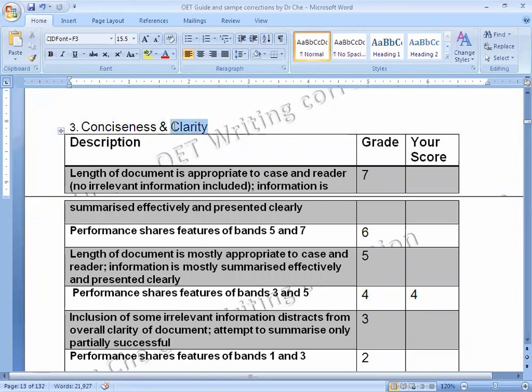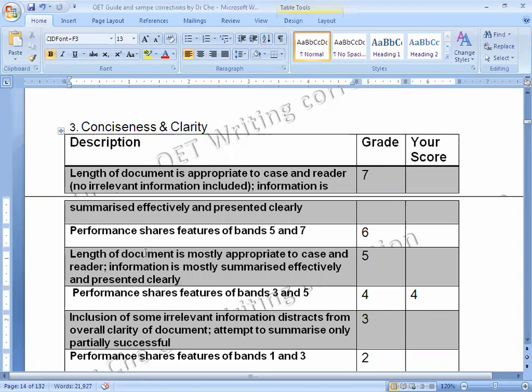Especially clarity is for nurses. Your letters are very difficult to organize. You should explain and you should organize your letter well.